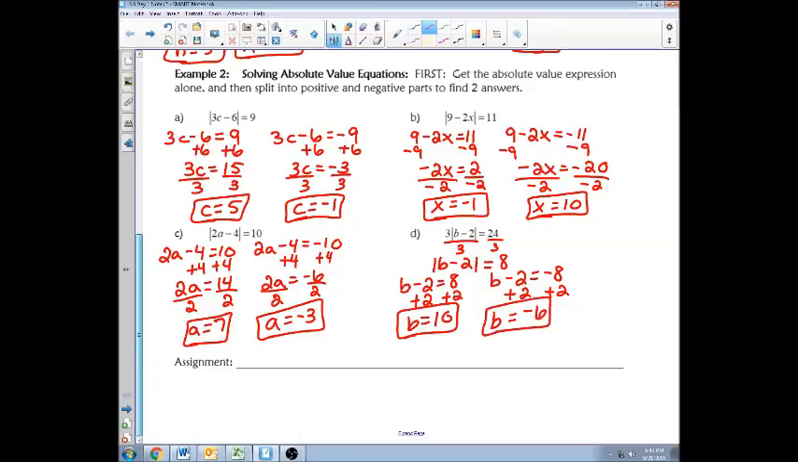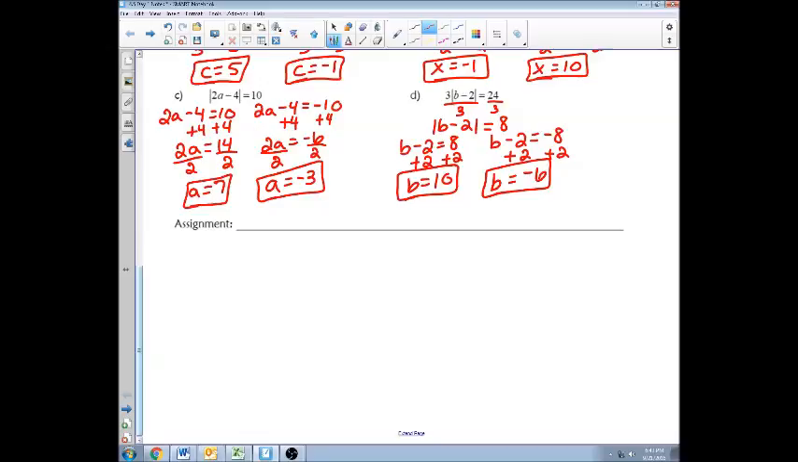The last thing I want to talk about real quick, we did not see one with an expression inside the absolute value, but let's just go ahead and look at one. What if I had 2a minus 4 inside the absolute value is equal to negative 10? Could I ever put anything in for a to make the absolute value equal to negative 10? I cannot. The absolute value just means that it is the distance from 0.